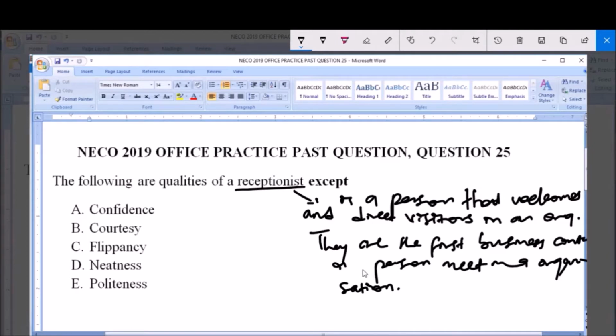Now the question says the following are qualities of a receptionist except. Now A says confidence.